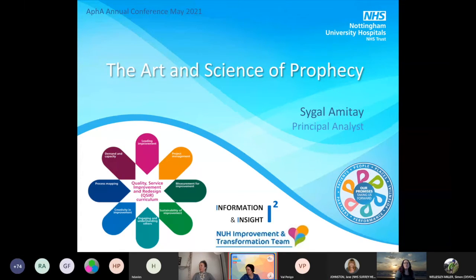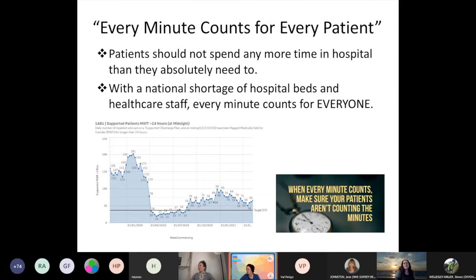So I'm going to talk to you about a reasonably small piece of analysis that I did, but actually turned out to be quite important, and with implications that are still being searched out. In our trust at Nottingham University Hospitals, we have this tagline that every minute counts for every patient. So patients should never spend any more time in hospital than they absolutely need to. And of course, with a national shortage of hospital beds and healthcare staff, every minute counts for everyone, not just for patients. They count for the healthcare staff as well.